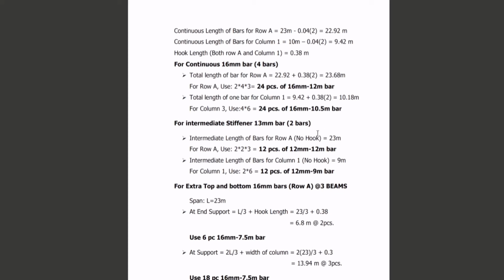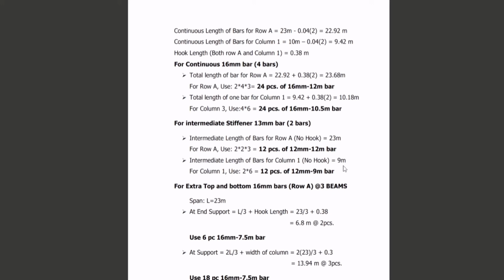So, 24 pieces of 16 mm 10.5 meter bars. Sa stiffeners naman, which is mayroon tayong tagdadalawa kada beams. So, walang hook length itong stiffener. So, 23 meters lang. At yan. So, magkakasya dito ang dalawang 12 meter bar. So, 2 times 2 tapos 3 na number of beams. So, 12 pieces.